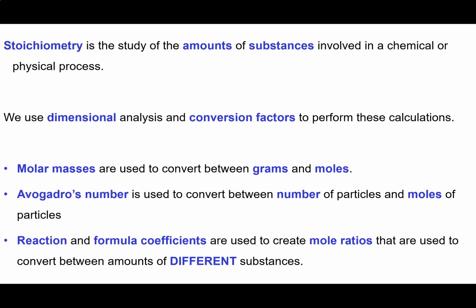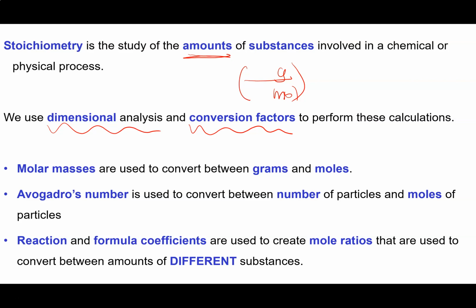So stoichiometry is the study of the amounts of substances, so not their identity, but the amounts of things that are involved in either chemical or physical changes. And the key tools that we're going to use to do these calculations are dimensional analysis, which just basically means including our units and cancelling our units when we're doing calculations. And the types of calculations that we're doing are going to involve conversion factors. And if you remember, conversion factors are fractions where you have different units on the top and bottom line of that fraction. So there's three types of conversion factors that we're going to be using.